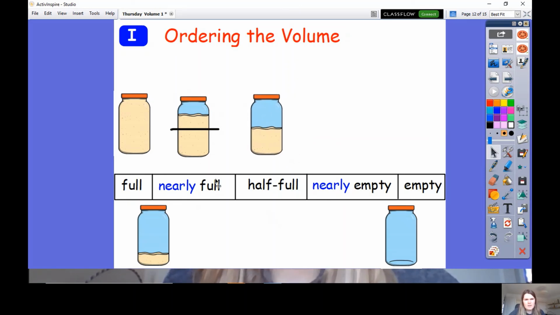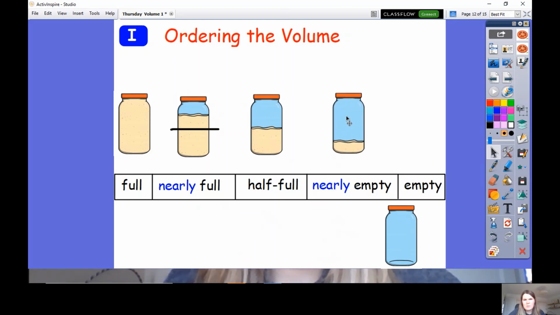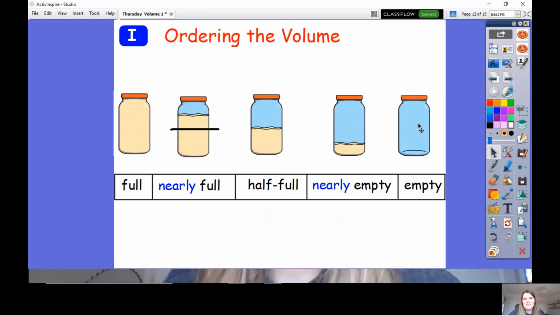All right, so we've got full, nearly full, half full. What two have we got left? Nearly empty and empty. Right, let's move. Which one do we think is nearly empty? Tell me when to stop. Stop. Well done. Why is that one nearly empty? Because there's only a little bit left in the container. Fantastic. Which means this one must be empty.